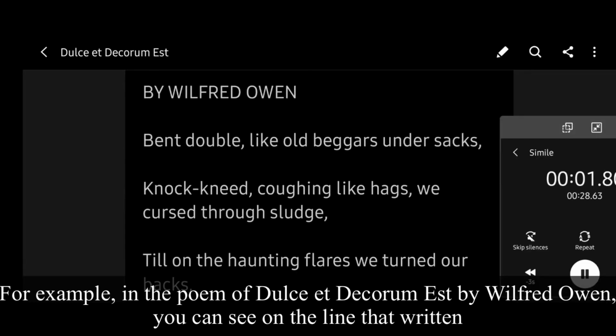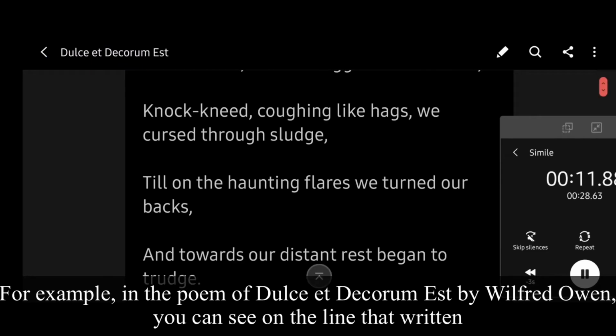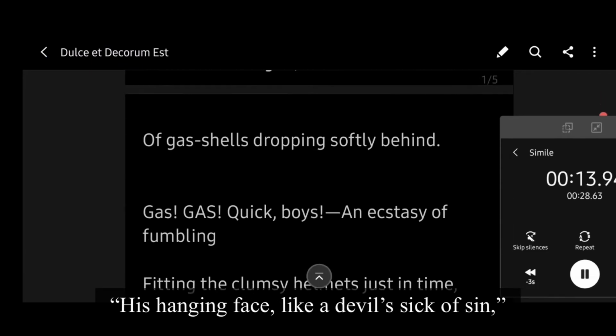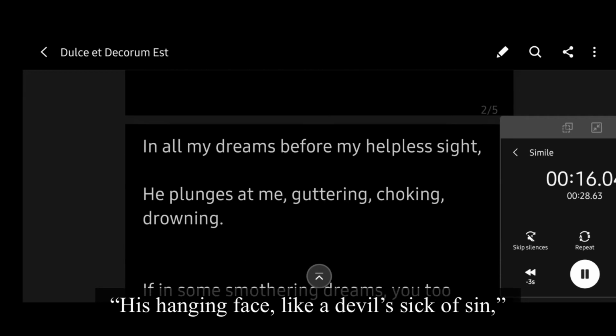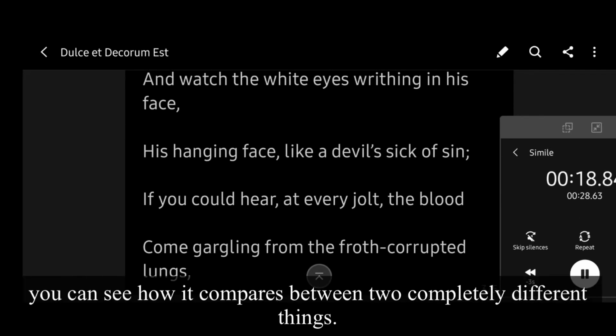For example, in the poem Dulce et Decorum Est by Wilfred Owen, you can see on the line that is written, "his hanging face, like a devil's sick of sin." You can see how it compares between two completely different things.